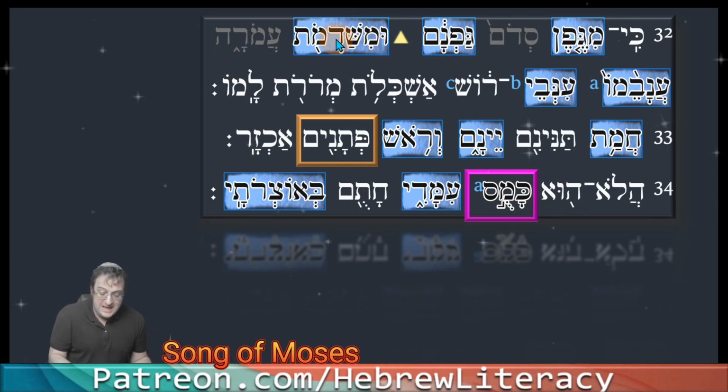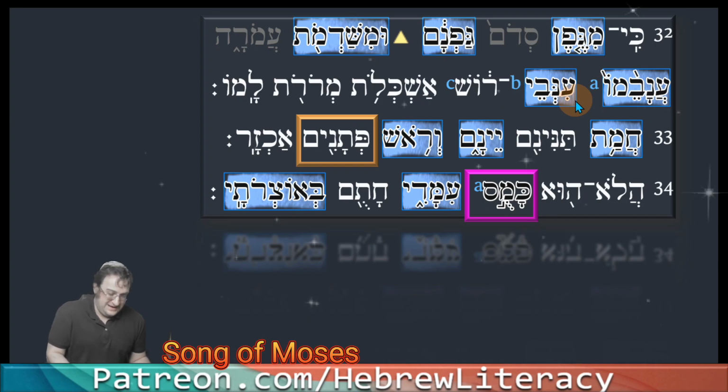Umeshademot Amora. Shadema is an old word for field, and it could also be a vineyard. Umeshademot, and from the vineyard of Gomorrah, anavemo, ein rosh, ashkelot merorot lamo. Okay. Anavemo are their anavim, their noble grapes. So from the vineyard of Gomorrah are their noble grapes.